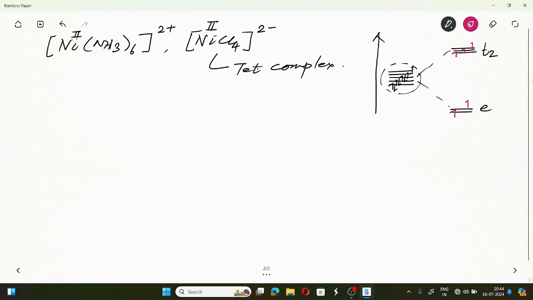Tetrahedral complexes are almost always high spin. So it is like this. It is paramagnetic with 2 unpaired electrons. Now the question is whether there will be an orbital contribution to the value of the magnetic moment. See, it has a threefold ground state degeneracy, isn't it? The unpaired electron can be present either in dxz, dxy or dyz. So naturally it is threefold degenerate.